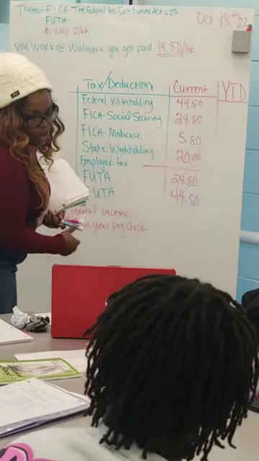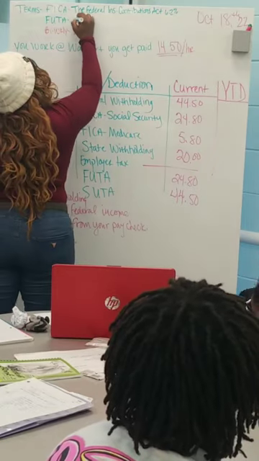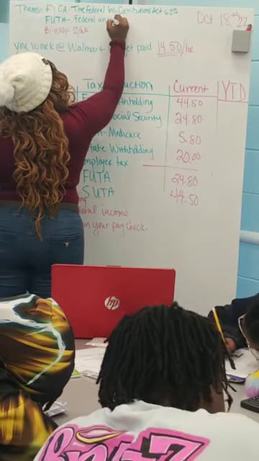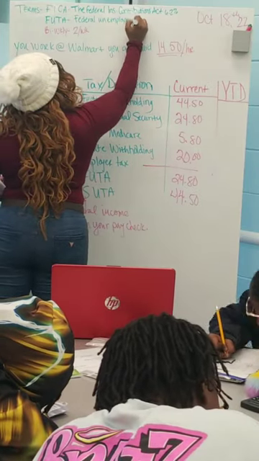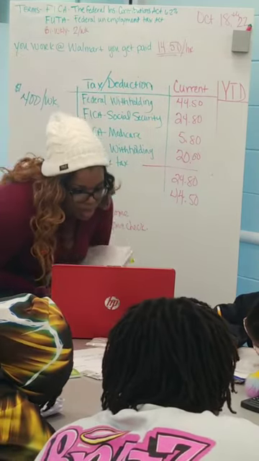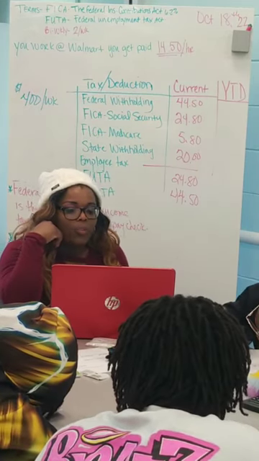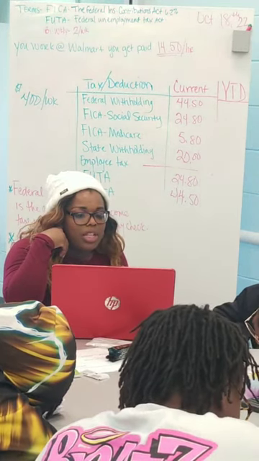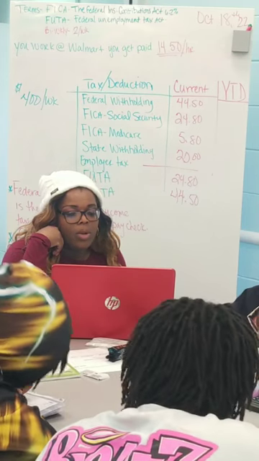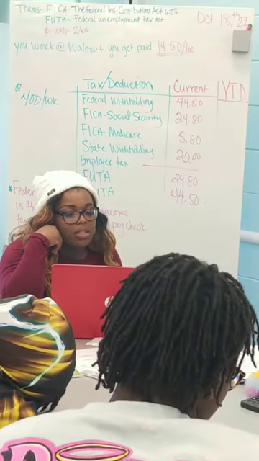Okay, this is called FUTA. It's called the Federal Unemployment Tax Act. What this is talking about is that, with state unemployment systems, it provides for payments of unemployment compensation to workers who have lost their jobs. Most employers pay both a federal and a state unemployment tax.